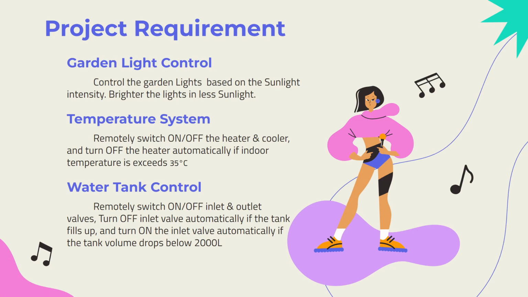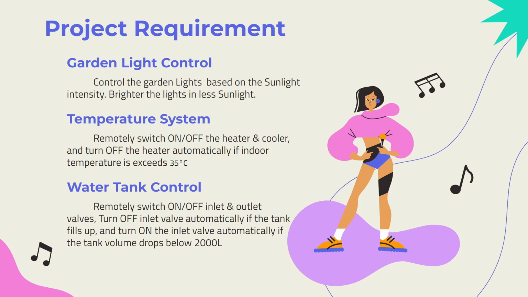Okay, first one is garden light control. Control the garden lights based on the sunlight intensity: the brighter the light, the less sunlight. Like if there is less sunlight, we need to brighten the light, and if there is high sunlight, we need to reduce the brightness.